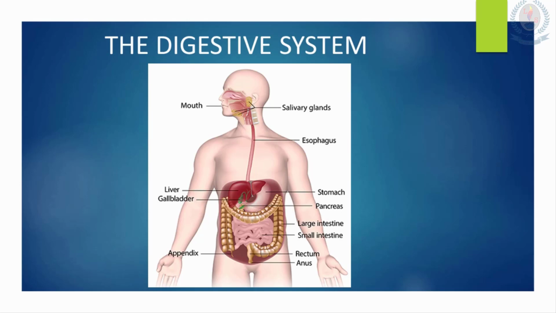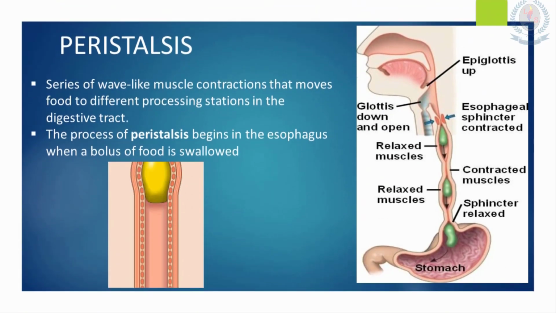Now let's see about peristalsis. In our intestine, it contains two layers of muscles. One layer has fibers arranged in rings around the gut. This is called the circular muscle layer, and the other layer has fibers running along the length of the gut, and that is called the longitudinal muscle layer.